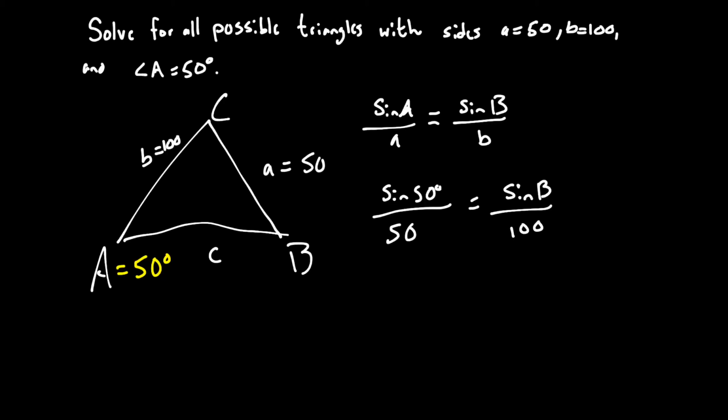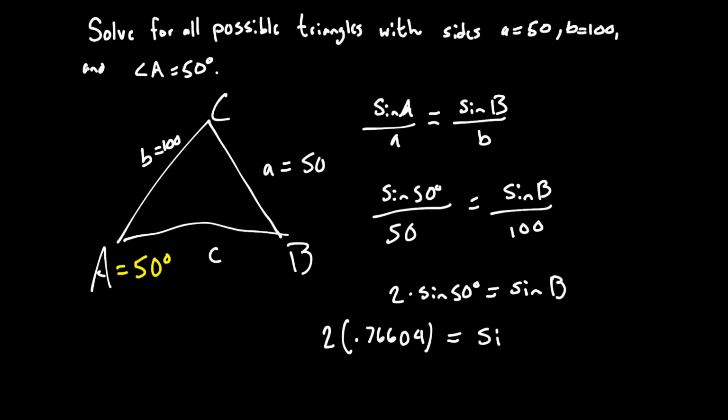Multiply both sides by 100, and we're left with 2 times sine of 50 degrees is equal to sine B. Plugging sine of 50 degrees into a calculator, this is approximately equal to 2 times 0.76604, which is equal to sine B. On the left-hand side, this is approximately equal to 1.532096. And we reach a contradiction.